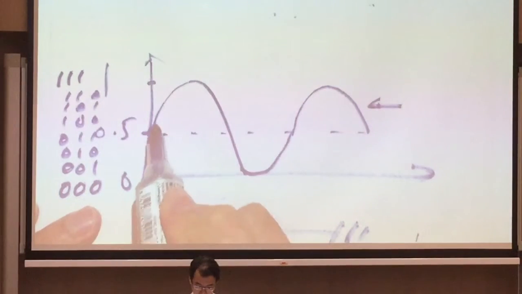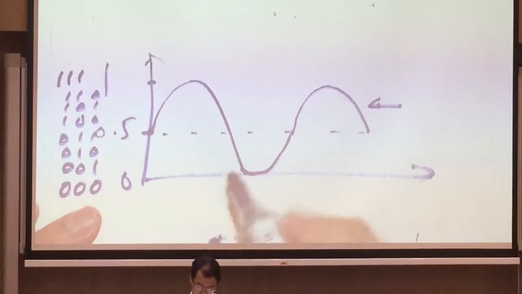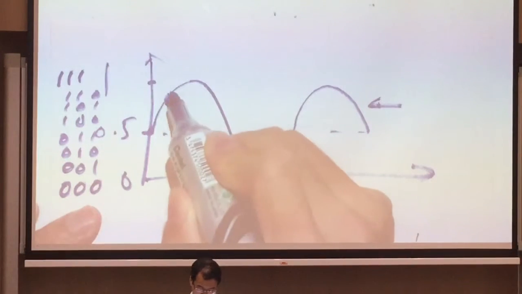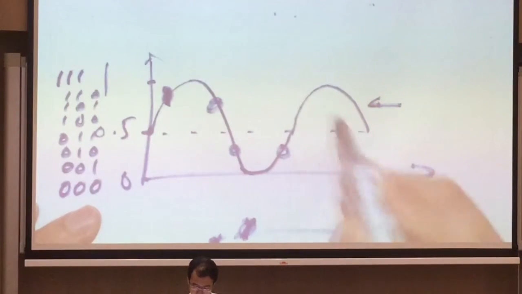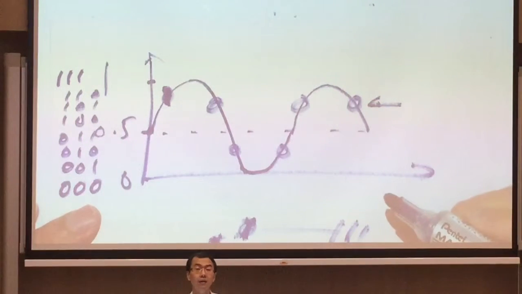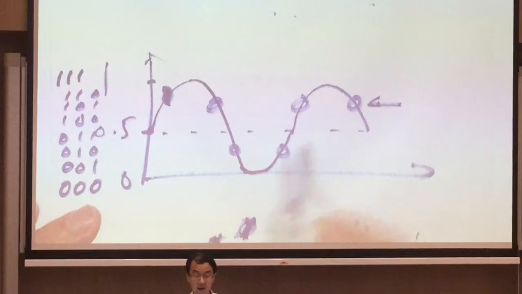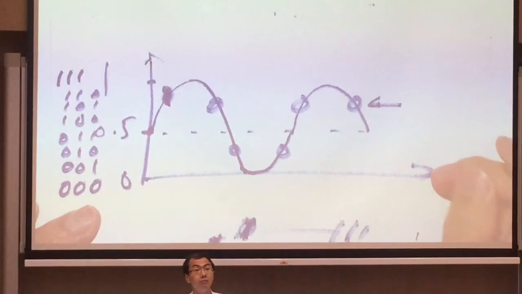I cannot store every point. So how do we do the sampling? I have to sample at this point, and this point, and this point, this point, this point, this one, for example. Then I save the data into my microprocessor.